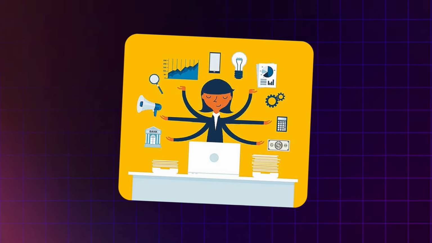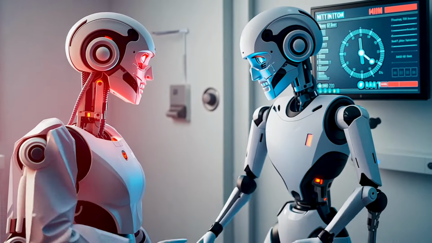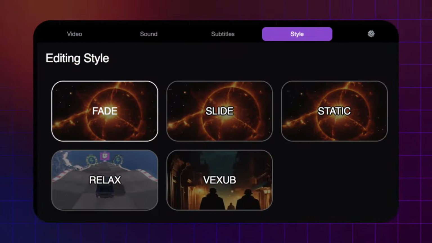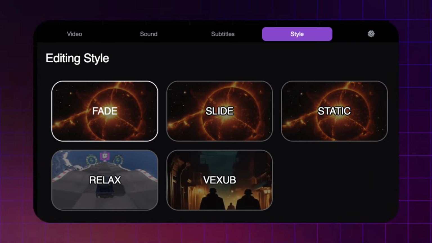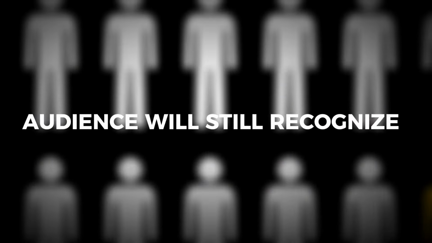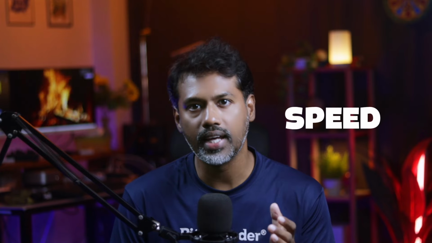But versatility isn't everything. A lot of creators struggle with faceless content because they think faceless videos feel robotic or boring. That's not the case here. Vexub gives you pro-quality narrator voices, automatic subtitles, and a variety of visual styles to match your brand. That means even if you never show your face, your audience will still recognize your style and feel connected to your content.